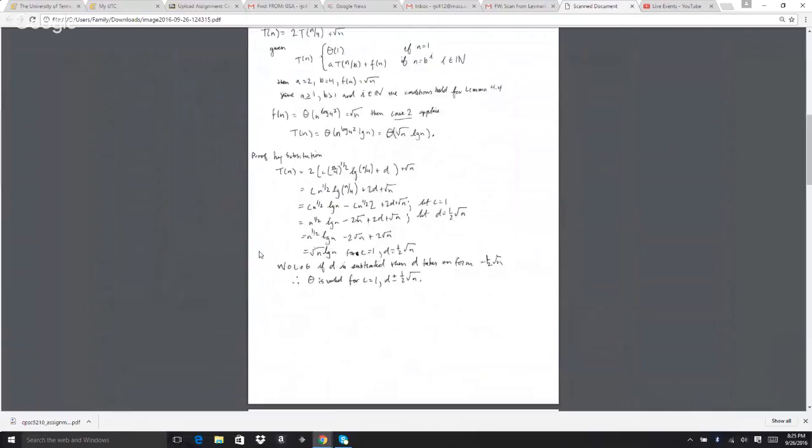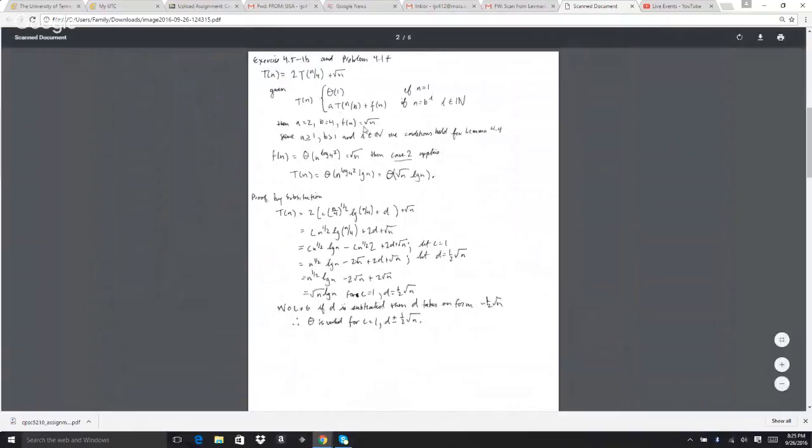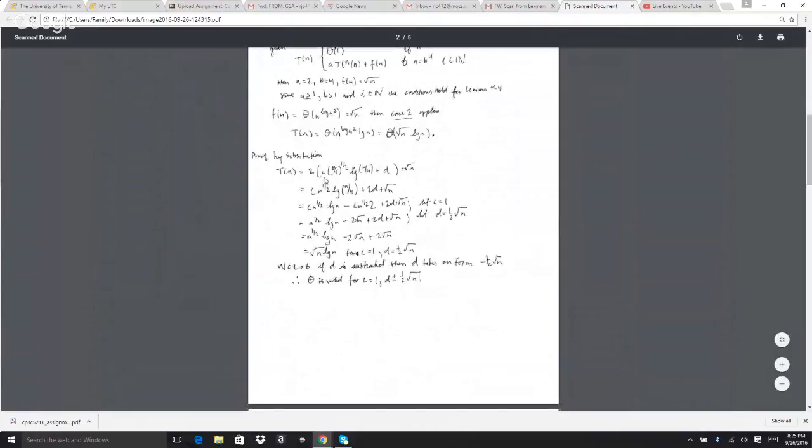So again, working in the substitution, T of n is 2 c n divided by 4 log n divided by 4 plus d plus square root of n. This functional form comes from this theta over here, because we're doing substitution. So T of n is substituted in for theta n over here. Expanding out the terms, c n to the log n divided by 4 plus 2d.